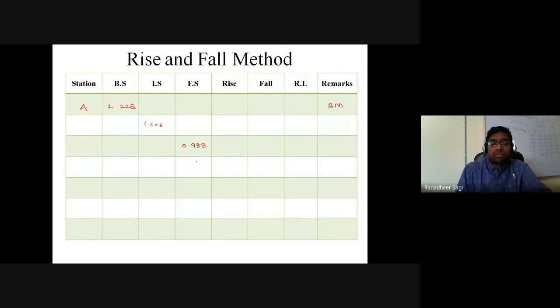We have already seen in the last class how to write it in the form of a table: which comes under backside, which under intermediate side, which under foresight. After the third reading there is a shift in the instrument; I'll call it change point 1. This point is point B, this point is point C. Once there is a change in the instrument station, the immediate reading taken, the fourth staff reading, is listed under backside corresponding to point C. Then the fifth reading comes under the intermediate side, and the sixth reading comes under foresight, because there is a shift in the instrument station after the sixth reading.